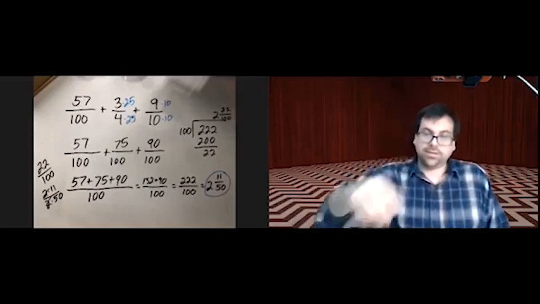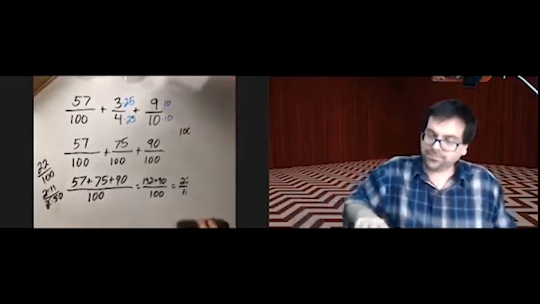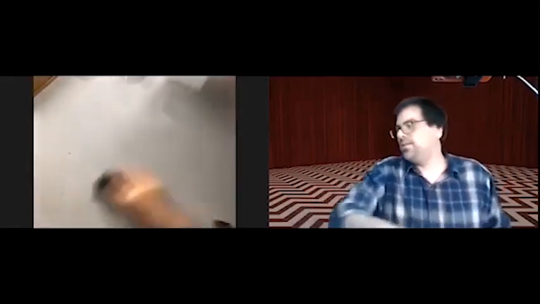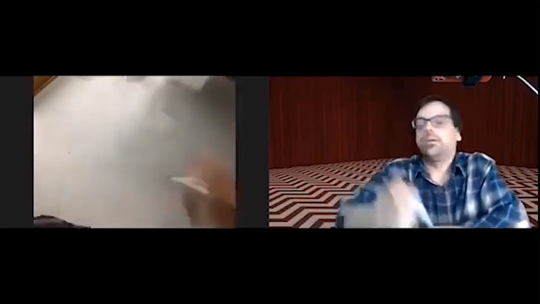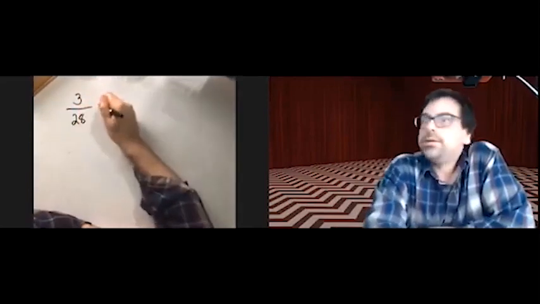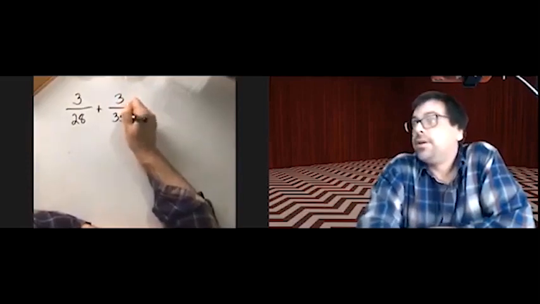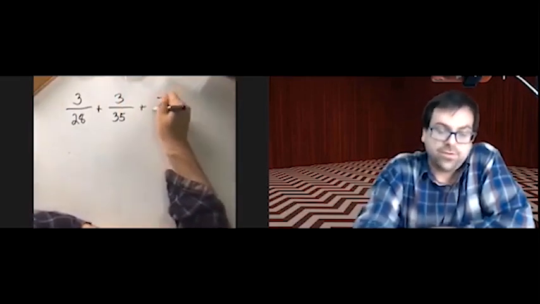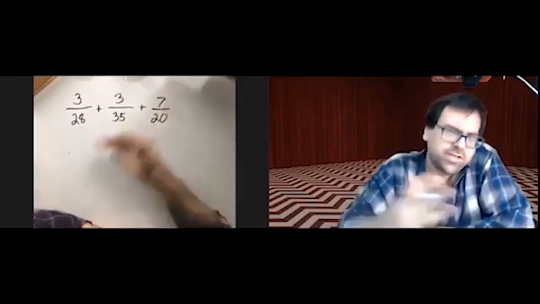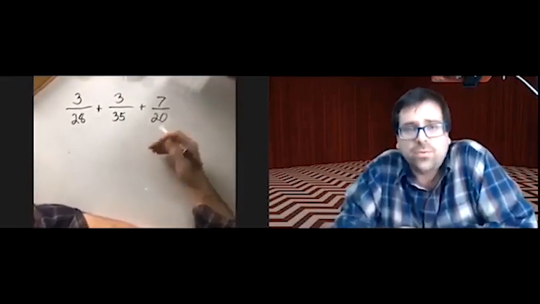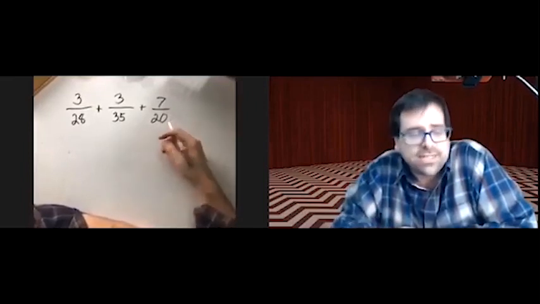Let's do another. I promise we'll do some subtraction before we're done. Let's look at 3/28 plus 3/35 plus 7/20. Remember, addition and subtraction is all the same. Only difference is at the end whether we're adding across the top or subtracting across the top.